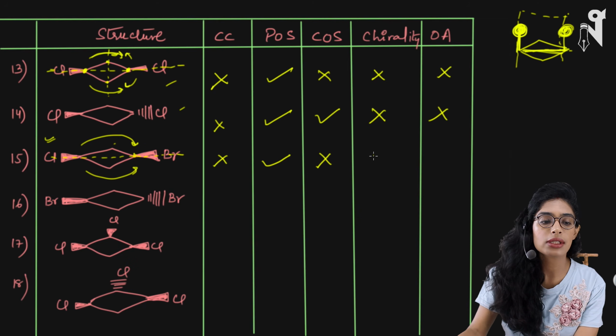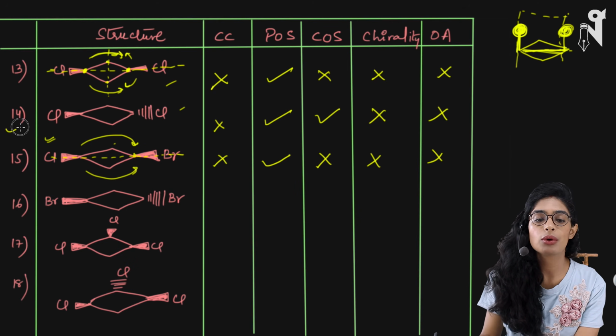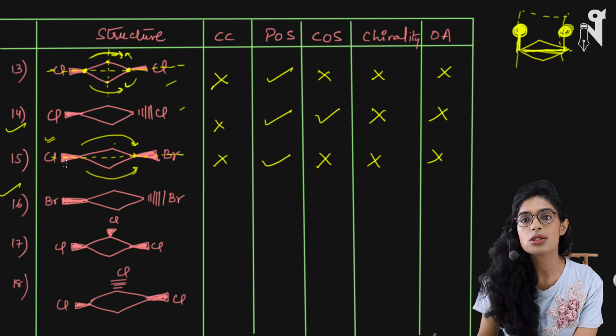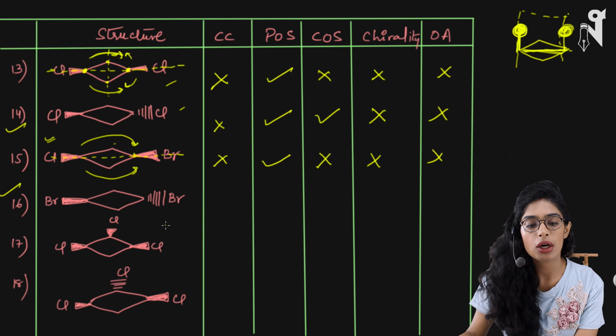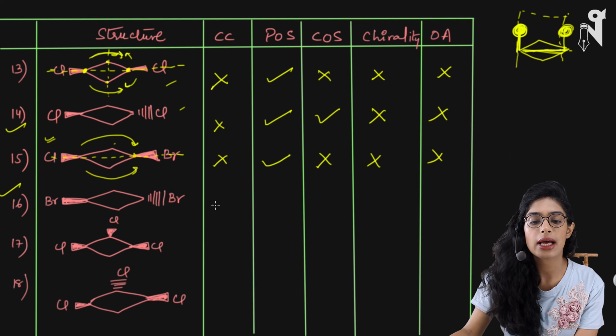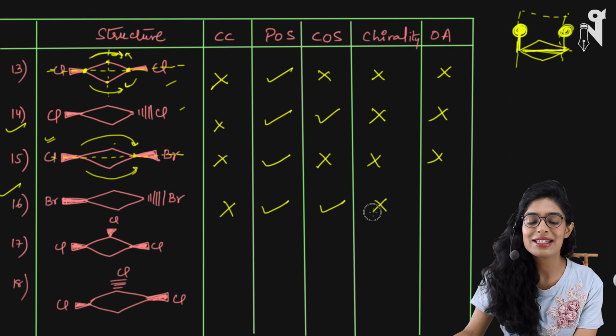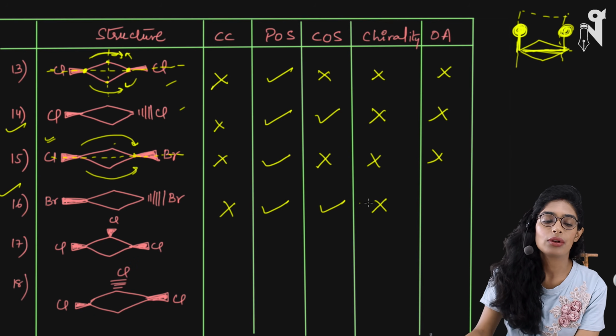Look at this molecule now. This is exactly same as this, so I'm not repeating it. You put chlorine or you put bromine, is it going to make any difference? No, it's just two different atoms. So no chirality. Sorry, no chiral center, POS yes, COS yes, chirality no, optical activity no. Now look at this molecule.